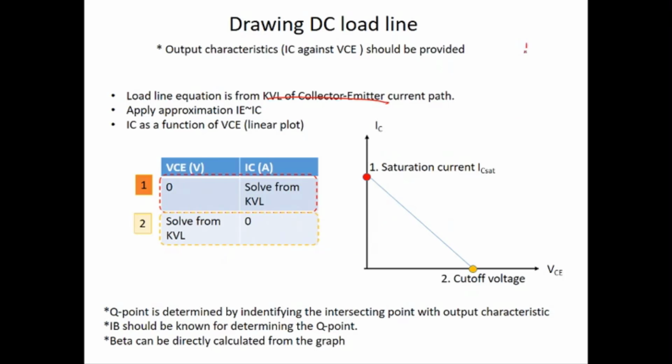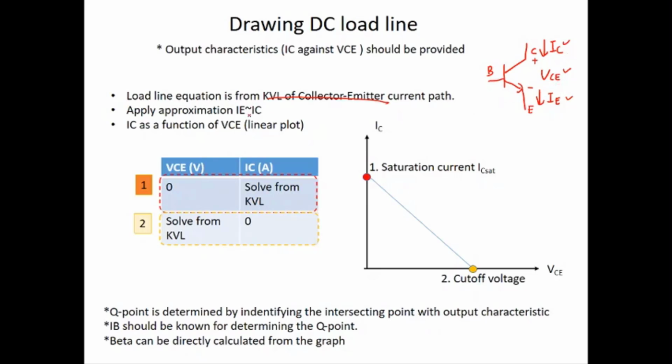If I draw the NPN BJT here, this is collector, this is base, and this is emitter. The current at the collector is collector current, IC. The current at the emitter is emitter current, IE. And the voltage across the collector and emitter terminal is VCE. If we do the KVL along the collector-emitter current path, we will capture the IC, VCE, and IE. So the load line should have the IC and VCE.